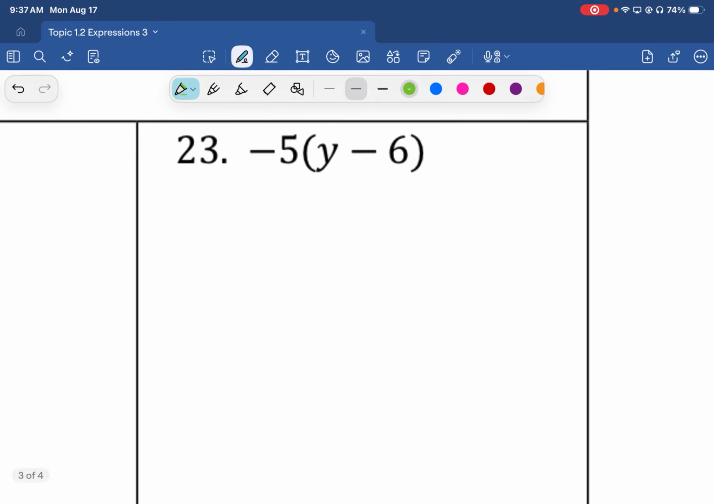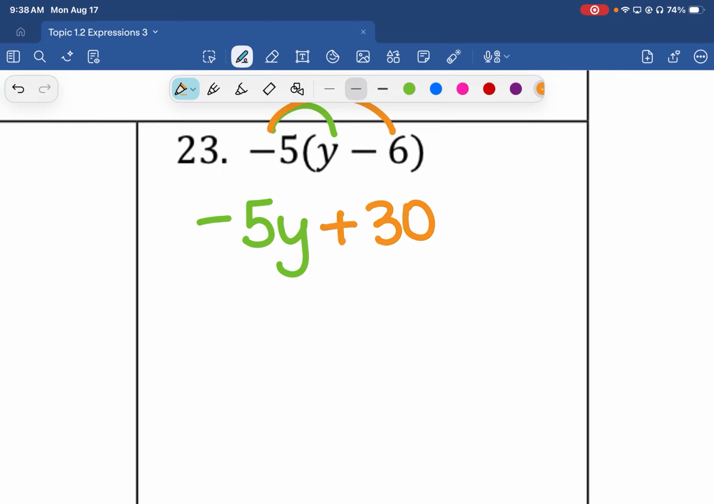What do I need to distribute for question 23? Negative 5. Okay, negative 5 times y is? Okay, then we have negative 5 times negative 6, which is? 30. Positive 30. And so that right there is what we have for 23. Now, I want us to look at question 25.